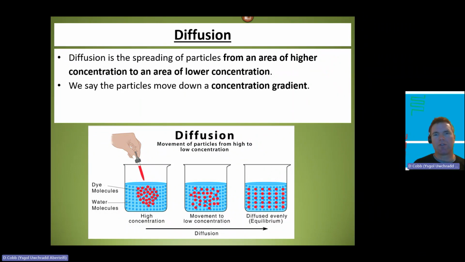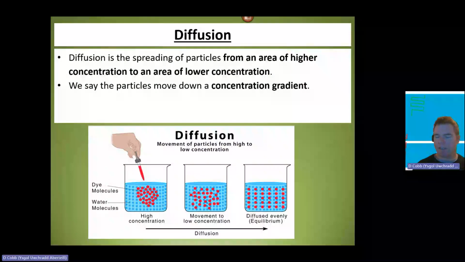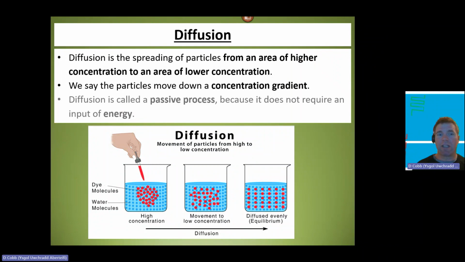You can imagine that gradient or that slope moving from high to low, and they move down it, that concentration gradient. And that's very easy. It's very passive, meaning it doesn't require any energy. So we say it's a passive process because there is no input of energy.